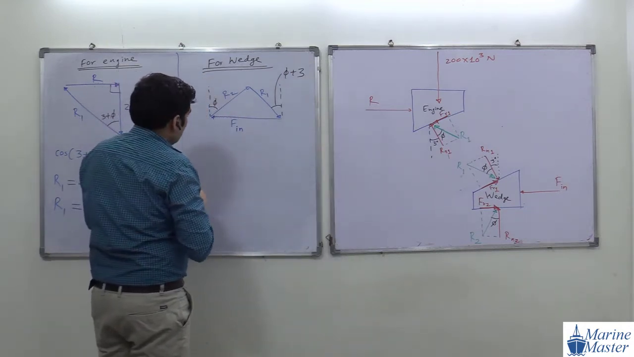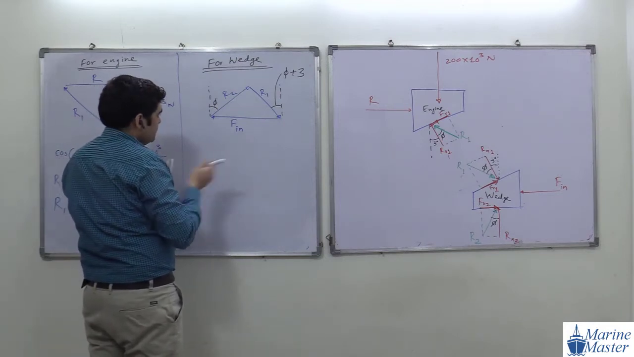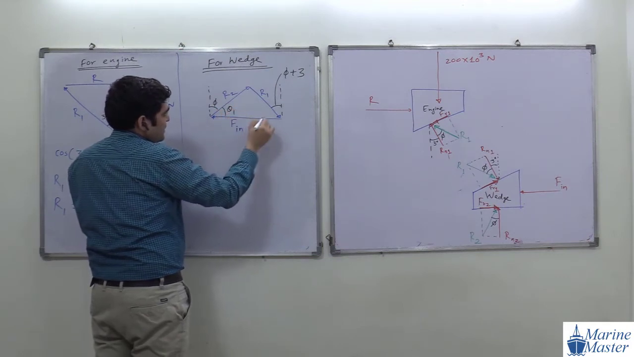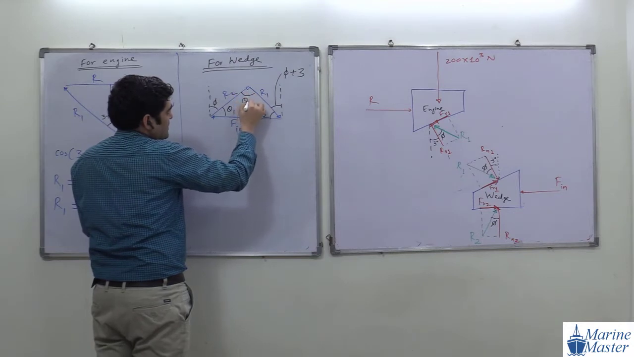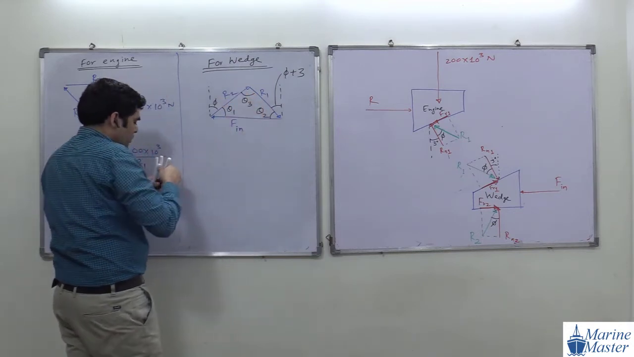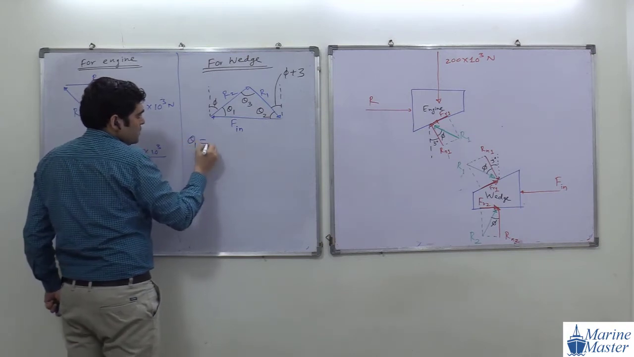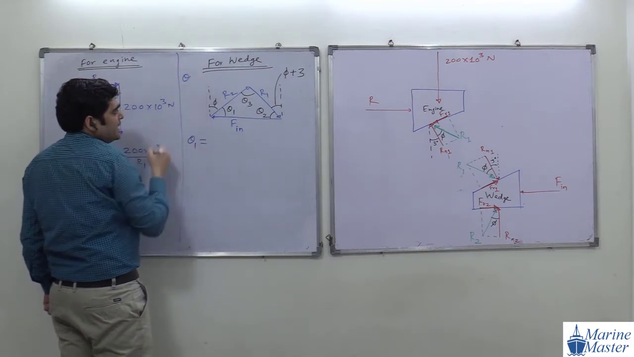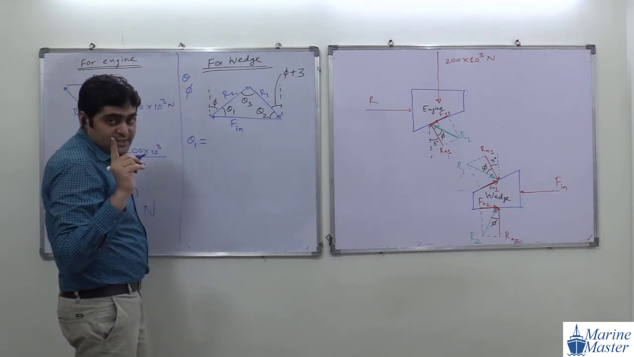Okay, now we will see what we are going to do. This angle we will consider as theta 1, this as theta 2, and this as theta 3. We are nearer to the answer. So theta 1 will be equal to what? This is phi, see the difference. I am going to write theta like this, phi like this. Phi stands for angle of friction. See the scenario here.